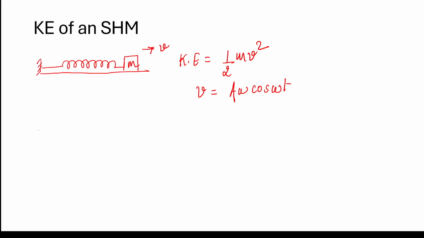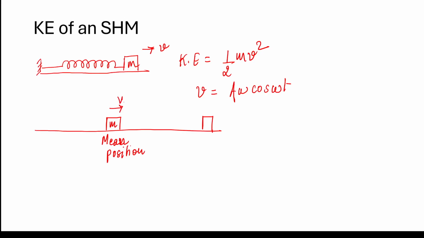So if I'm just drawing a body executing SHM, this mass m at mean position. If you are forgetting what are mean position and extreme position, go back and watch the previous videos. Mean position is where the resultant force is 0 and the body has maximum speed. So obviously if the speed is maximum, the kinetic energy would be maximum. And then it reaches an extreme position, and because it has reached extreme, the velocity would become 0, reducing the kinetic energy to 0 as well.